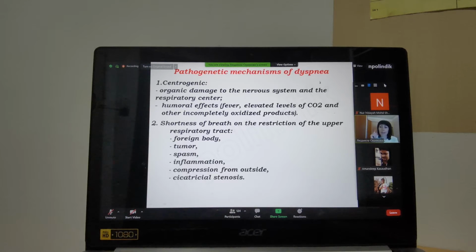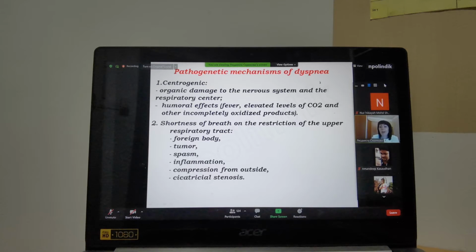At first, it may be centrogenic. It is not only due to respiratory problems. Centrogenic may be due to, as you can see, humoral effects. Maybe you heard, when someone has fever, as far as I remember, every degree Celsius adds about 4 respiratory movements. So it is really dyspnea, or it may be when we have hypercapnia, here written about the carbon dioxide level, and other diseases. So we have centrogenic causes, and causes due to some respiratory problems.